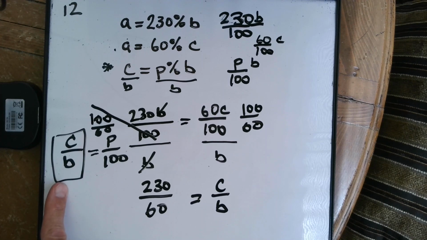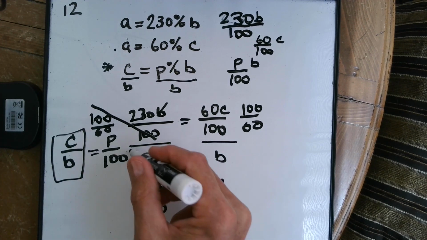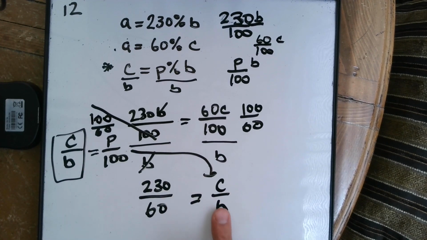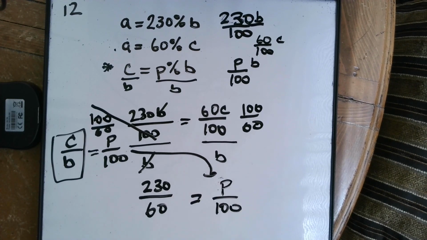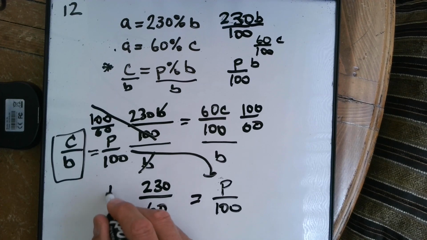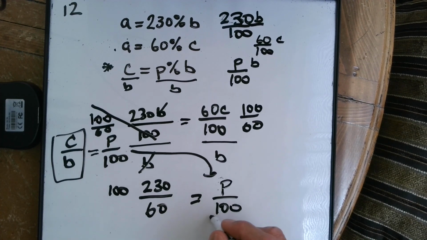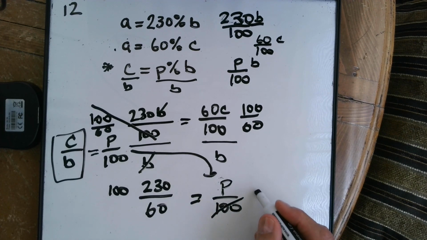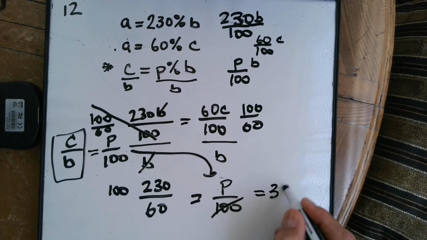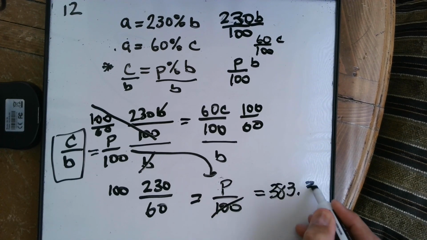And so now let's just substitute. C over B we know is this. So that's P over 100, P over 100. And to solve for P, I'm just going to multiply both sides by 100. So 100, and this should be your answer. And 23,000 divided by 60 equals 383.3.